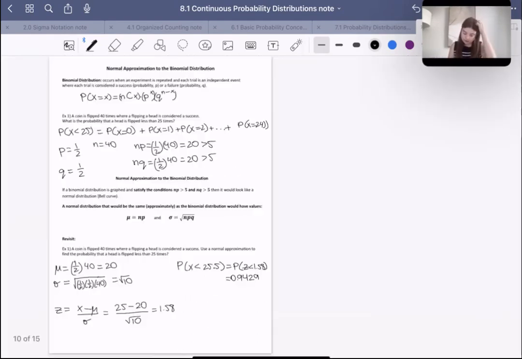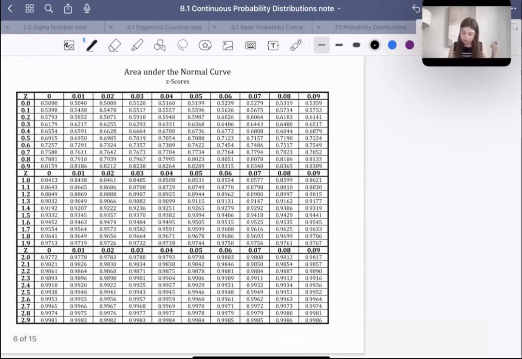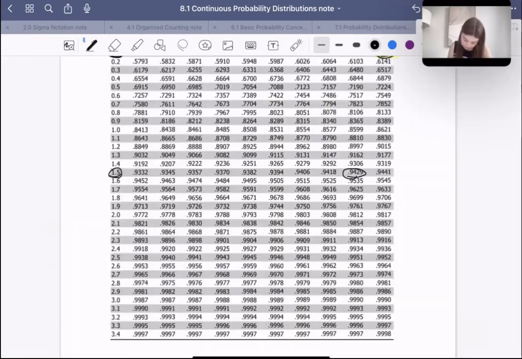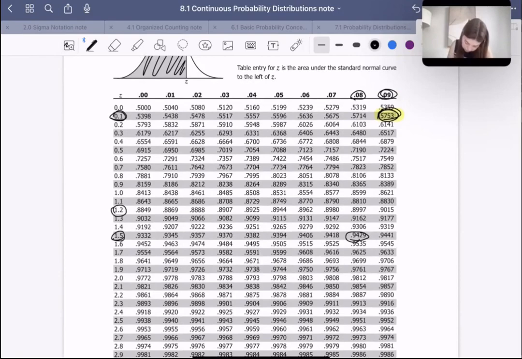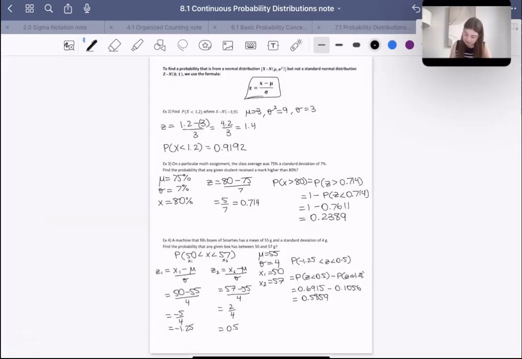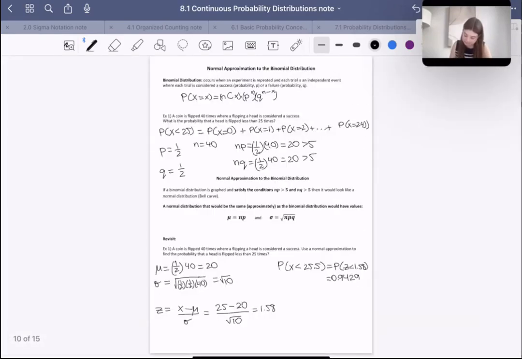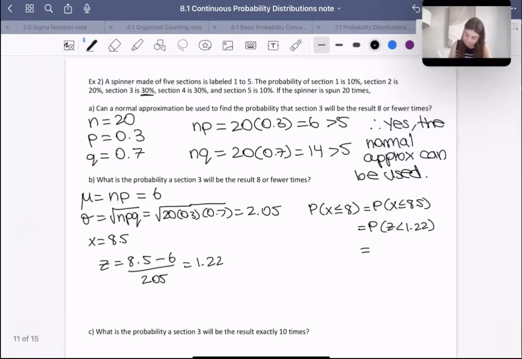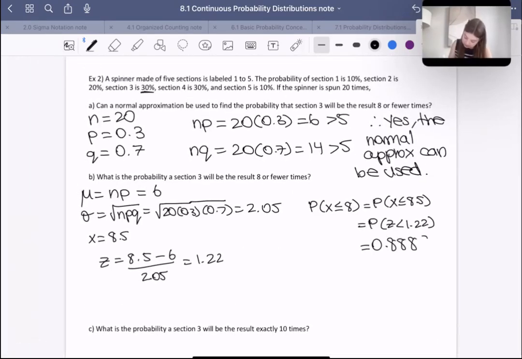Okay, so let's find that. Let's find 1.22, 1.2, and another 2. Okay, it's going to be 0.8888, so about 89% approximately. Okay, 0.8888. And that's what we expected if we think about it, right?